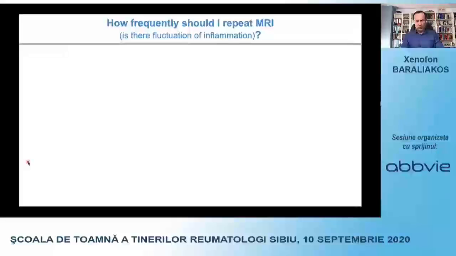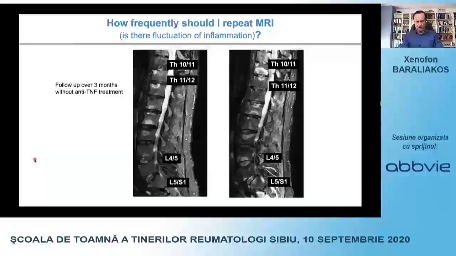Now, when we talk about imaging, and the prediction, one question can also be, okay, if that's so important, how frequently should I use imaging, especially MRI now, because in the X-ray you see, obviously, the syndesmophytes, that's pretty late. How often should I use imaging? How often should I use MRIs?